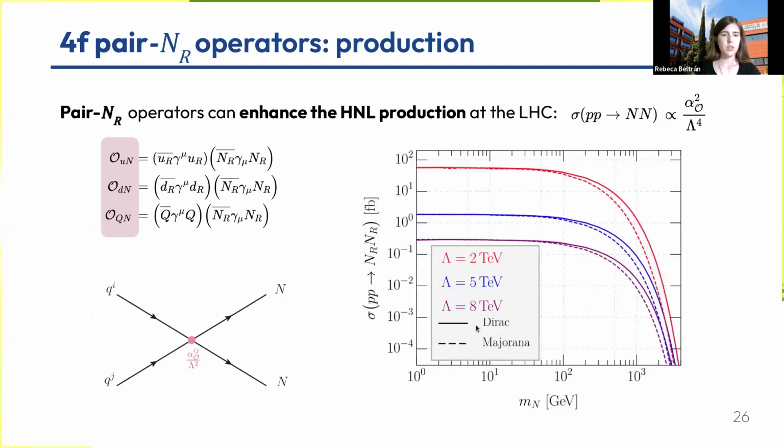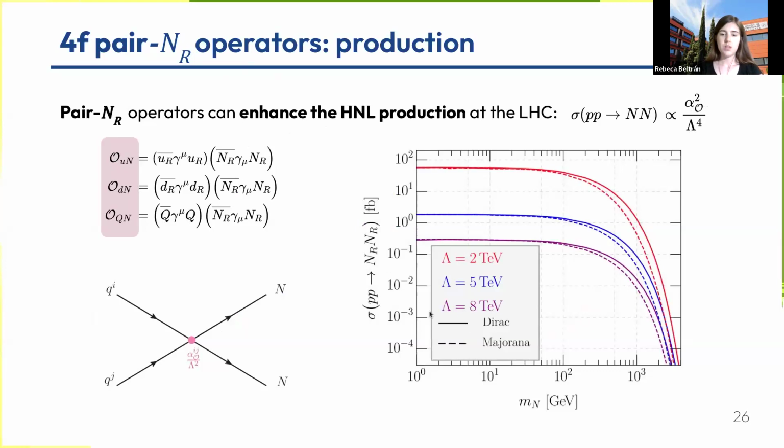Okay. Now we move on to the pair-N operators. Here I'm displaying these 3 operators containing a pair of quarks and a pair of HNLs, so they can also enhance the HNL production at the LHC. And again, the cross section is inversely proportional to lambda to the 4th.